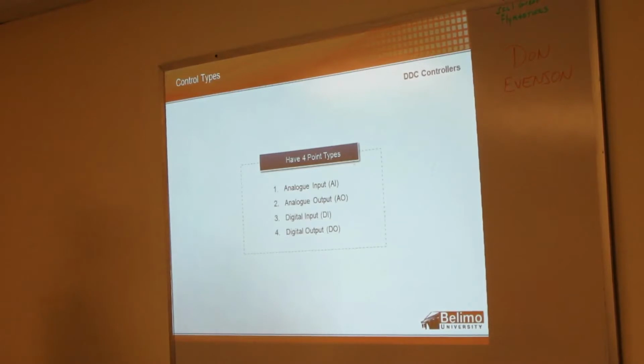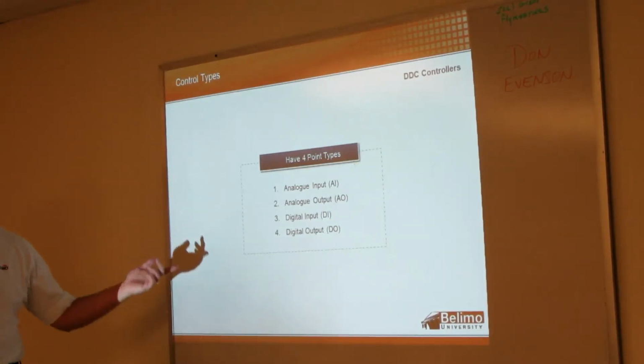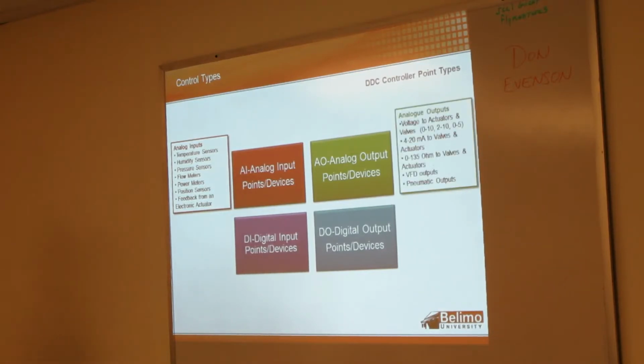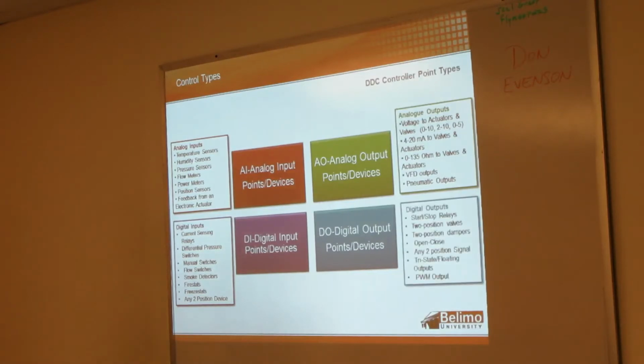So we have four different types of points. We've got analog input, analog output, digital input, and digital output. Where would you use these? Well, the analog input can be sensors, temperature sensors, humidity sensors, flow meters, things like that. Whereas your analog out, those are going to be your control signals, basically, to valves and actuators. Digital in, again, it's going to be sensor type information, sensing relays, differential pressure switches, things like that. And then digital outputs can be outputs to valves and actuators, again, also relays, things like that.